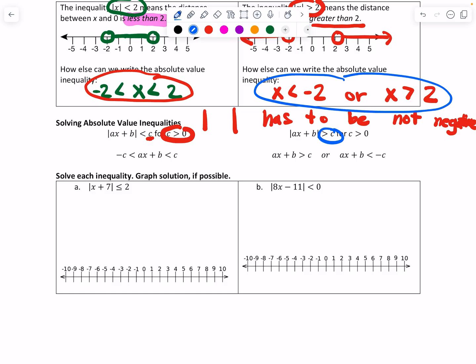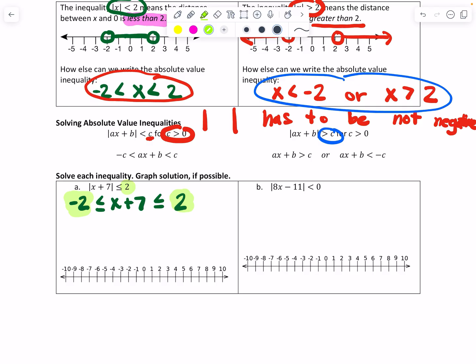So for example, if we have the absolute value of x plus 7 is less than or equal to 2, the absolute value has to be less than or equal to 2. So that means it's between. So x plus 7 has to be between 2 and negative 2. Because this number right here was 2, I'll have positive 2 on the right and negative 2 on the left. And because it's less than, you'll have those two compound inequalities with double less thans.